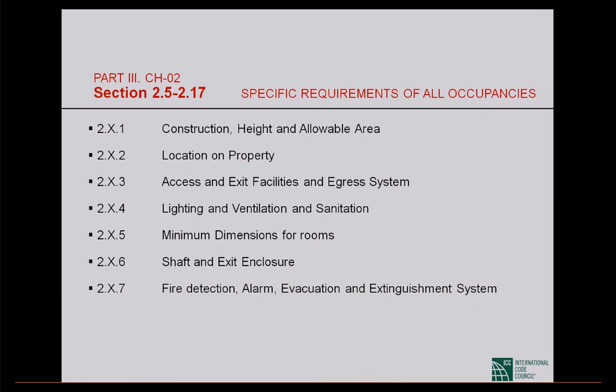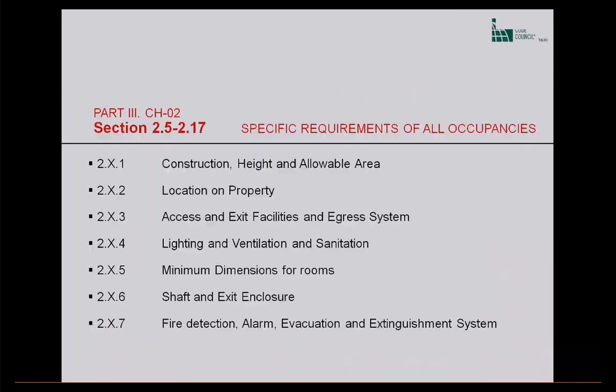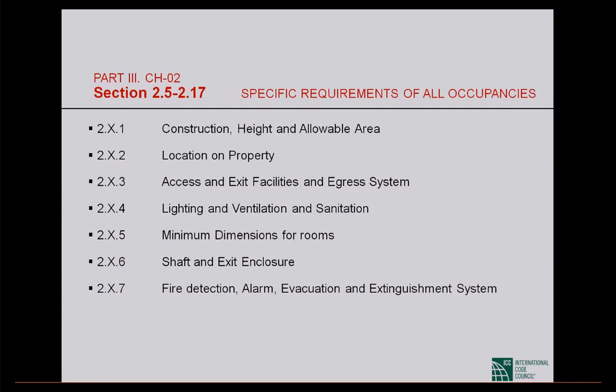So as I have mentioned earlier, this is section 2.4, general requirements for all occupancies. But when it comes to the specific requirements, we will go to section 2.5 to section 2.17. They will contain specific requirements. But as you can see, in the subtopics, we have identified 7 subtopic categories, and we have marked them with a format like 2.x.1, 2.x.2.